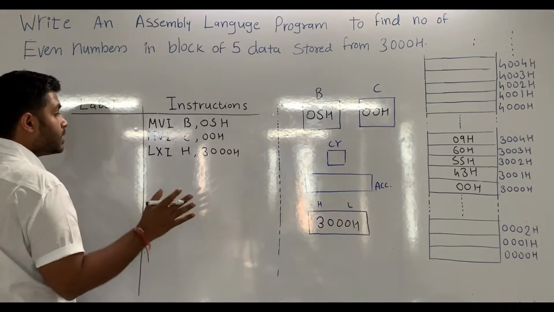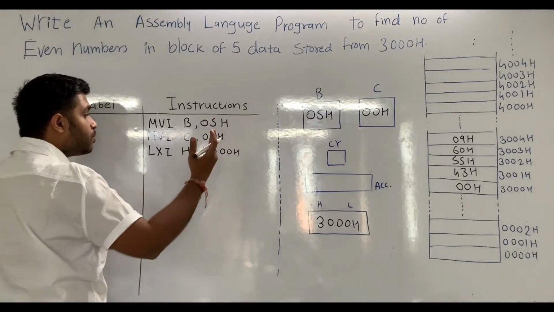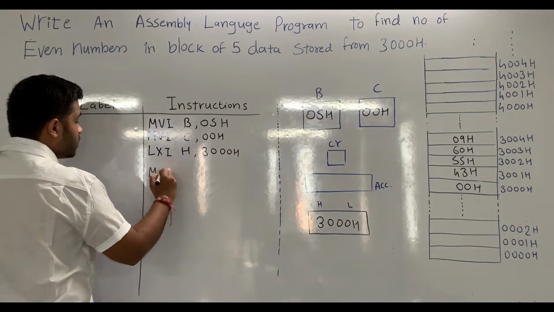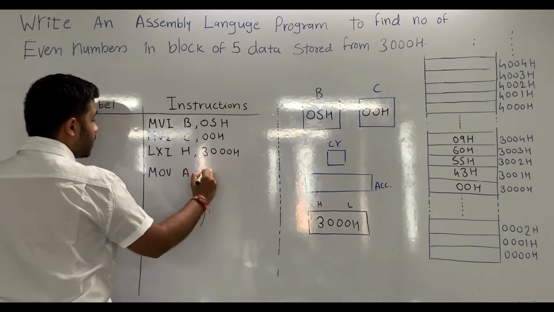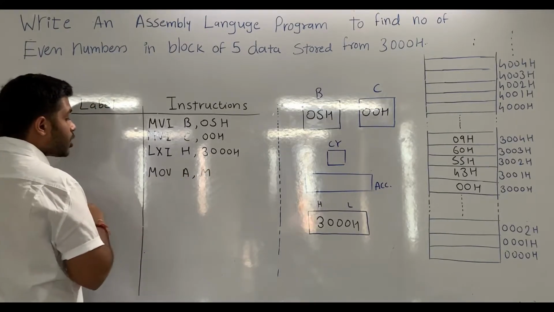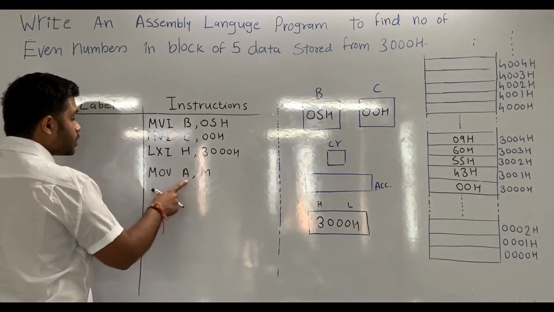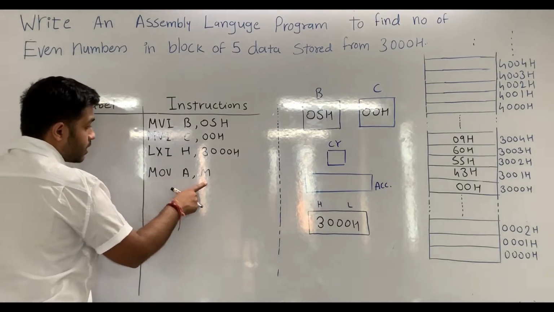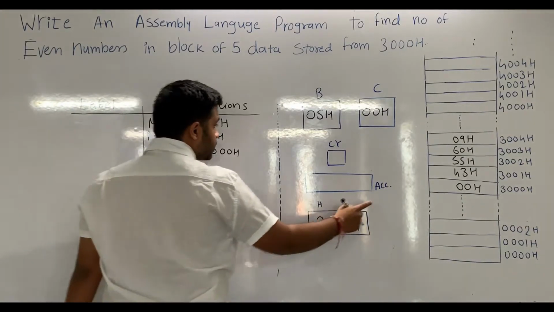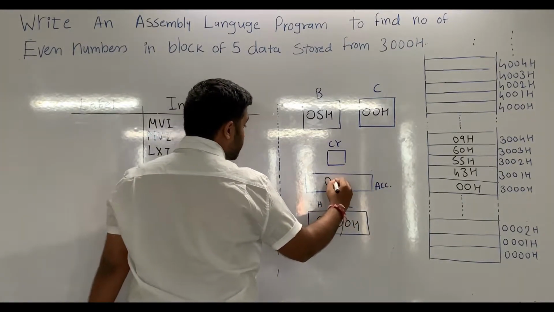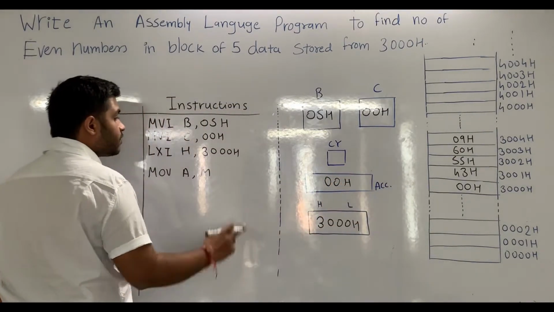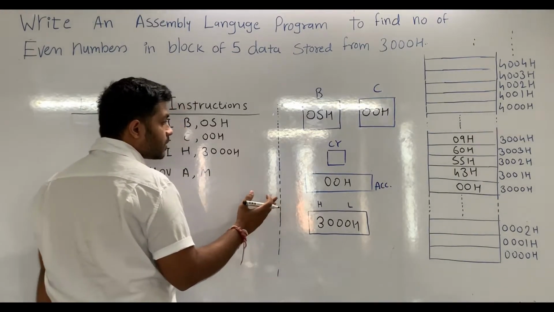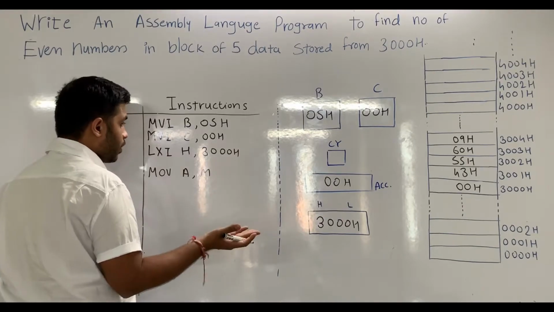Now to check whether the number is even or odd, we have to move that data to the accumulator. So let's write the instruction MOV A, M. What is the meaning of MOV A, M? Move data from the memory location specified in the HL pair to the accumulator. In the HL pair 3000H is specified, so the data will be moved to the accumulator. Now you can see that the first data is 0, and 0 is considered neither even nor odd.